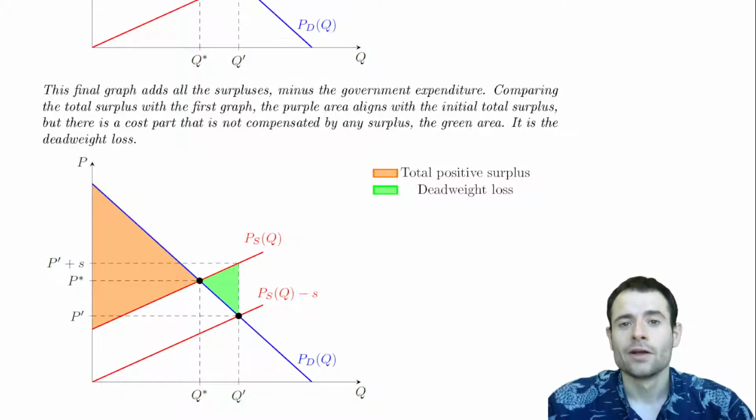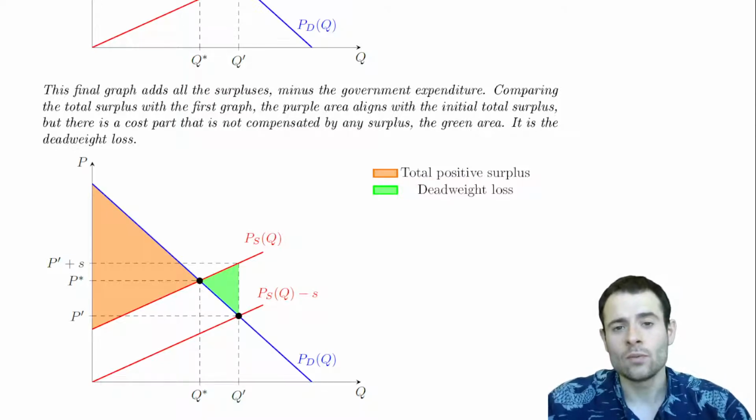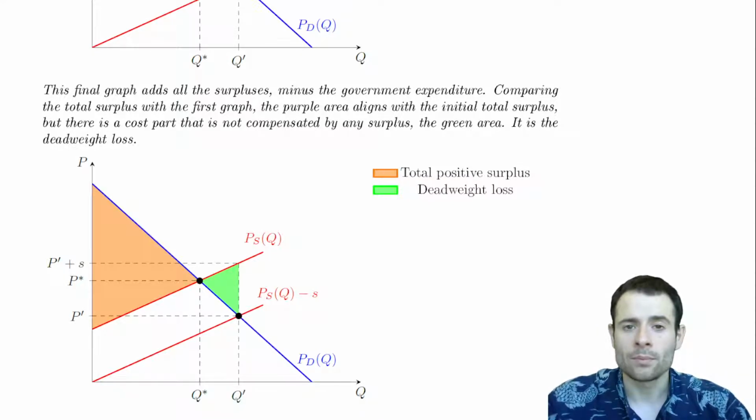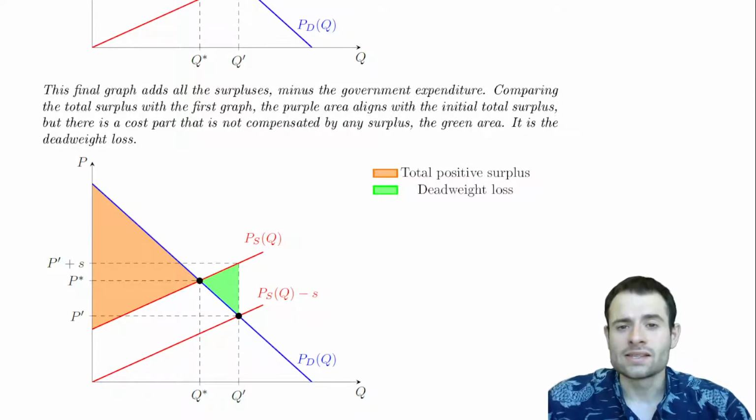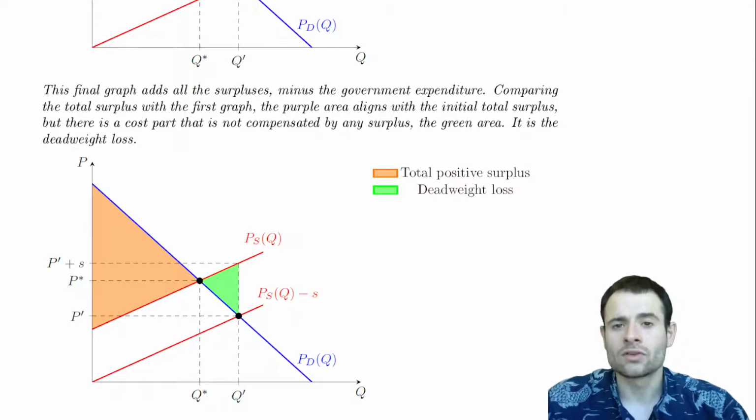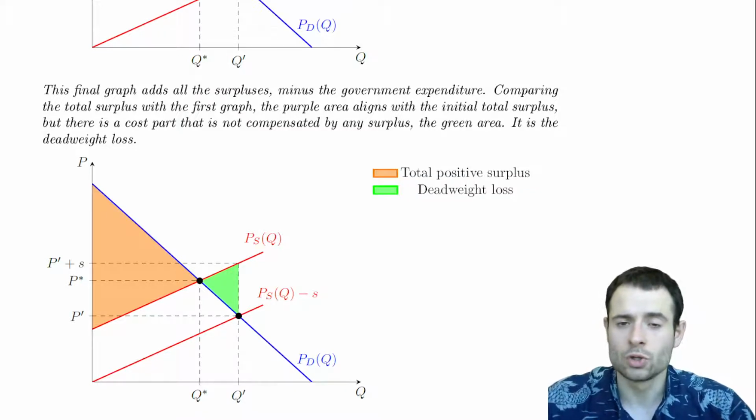Again, the same effect as a tax, we have a deadweight loss when the government intervenes on a perfectly competitive market. Remember that subsidies and taxes are a necessary evil for the government to be able to operate redistribution.